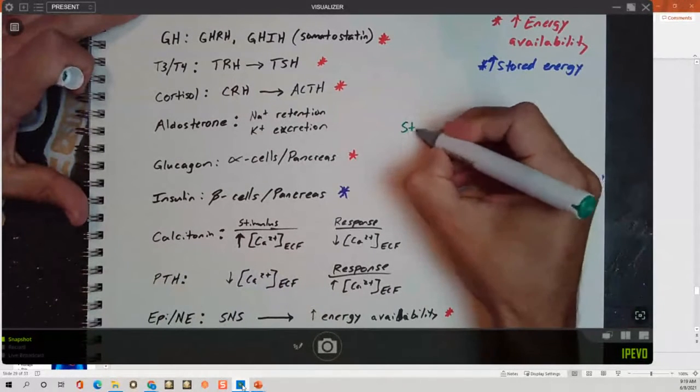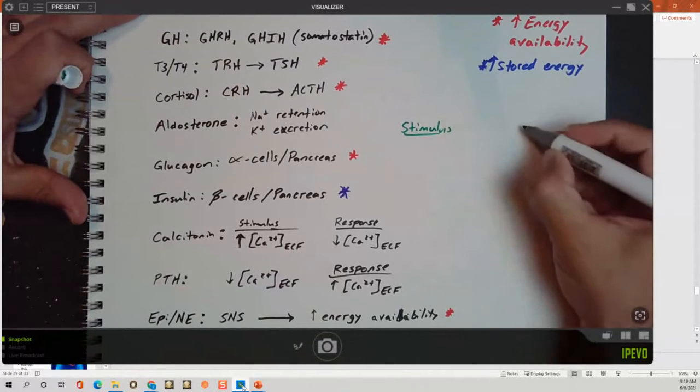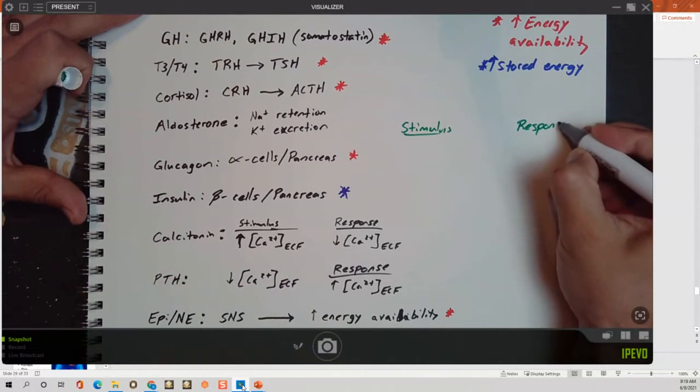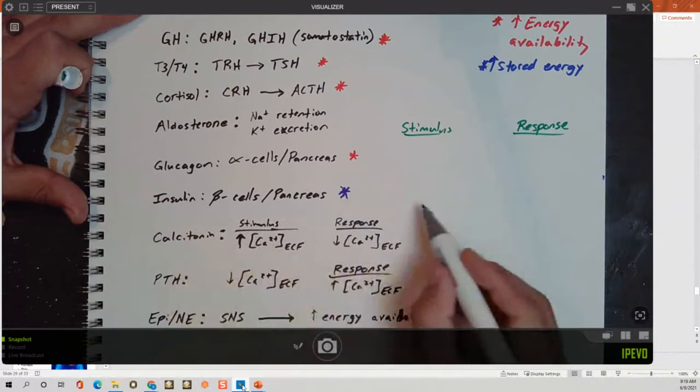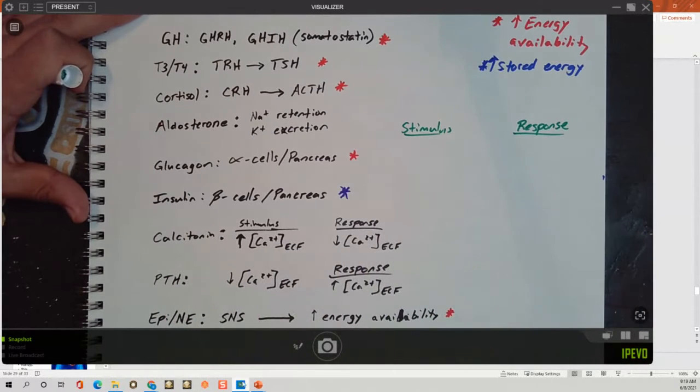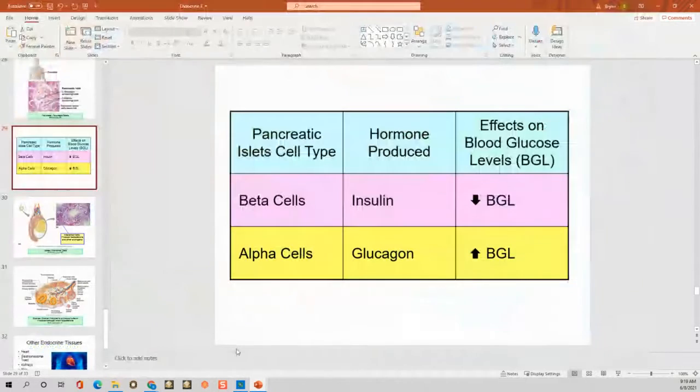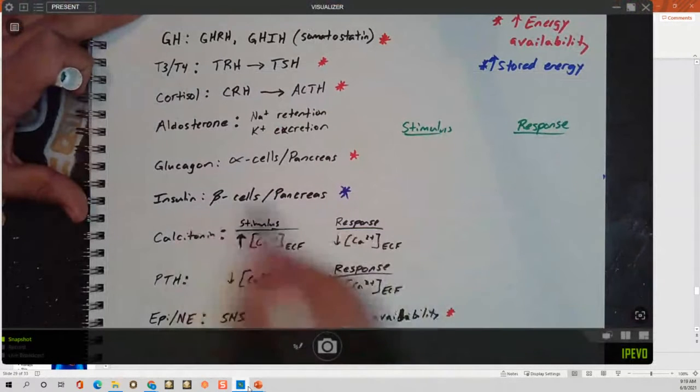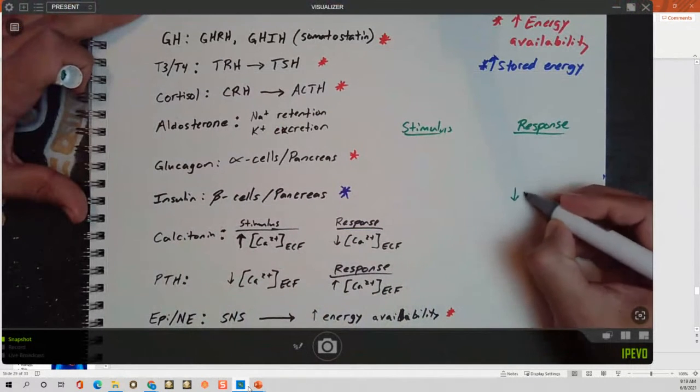So if I wrote stimulus, response, we're going to come down here to insulin. What did I just say the job of insulin is? To increase blood glucose levels or to decrease blood glucose levels? Energy storage, but sorry, I want to be more specific here. Increase blood glucose levels or decrease blood glucose levels? What's its job? Insulin, right here, the effect. So we're going to write that down. So the response of insulin is to decrease blood glucose levels.